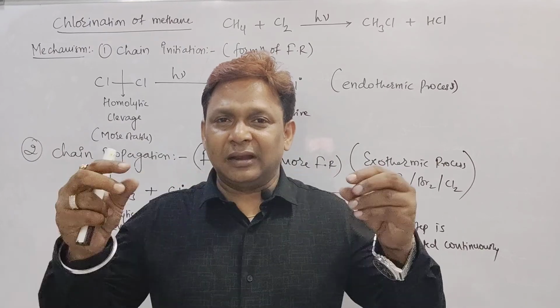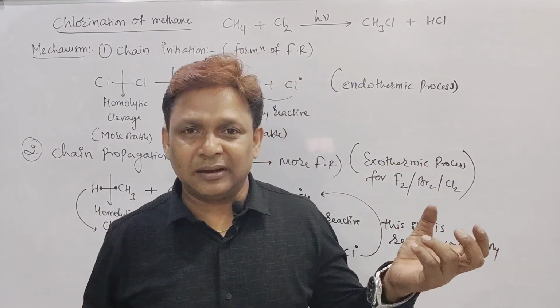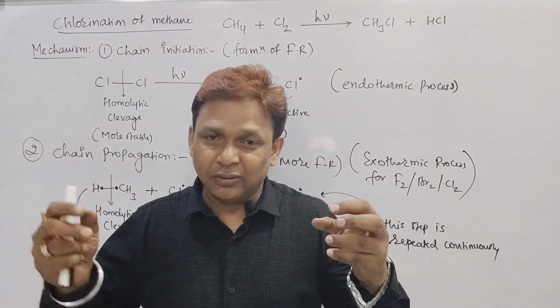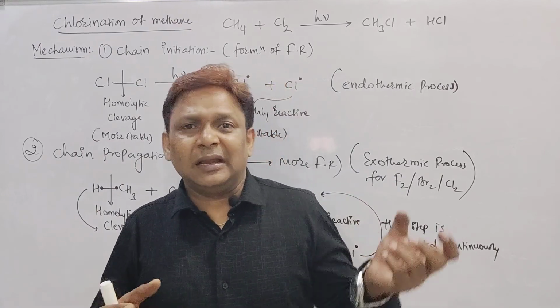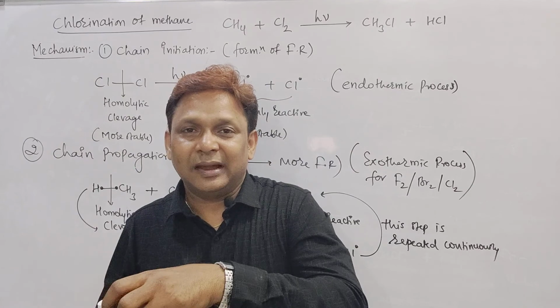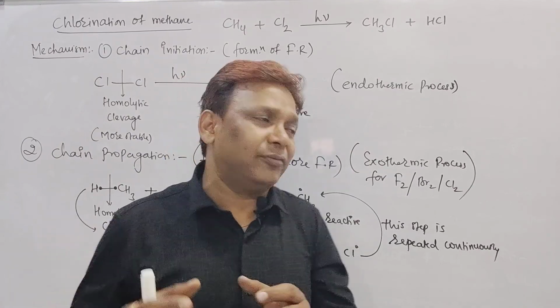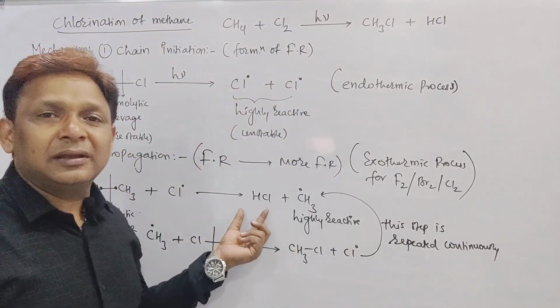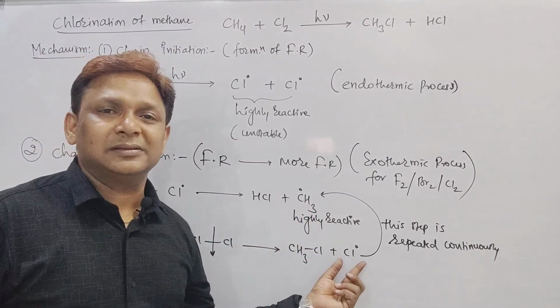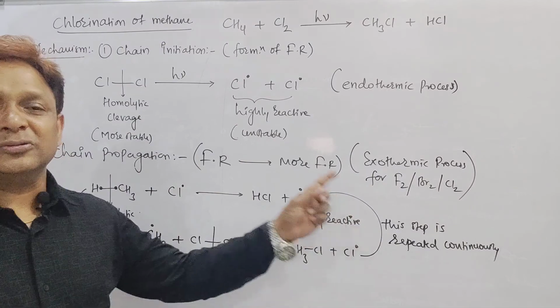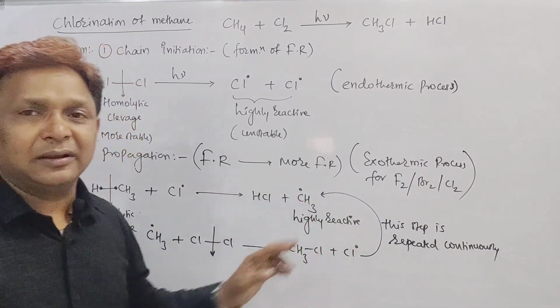Initiation: the Cl2 molecule undergoes homolytic cleavage and gives Cl radicals. The Cl radical will attack the alkane. I got an H radical and a Cl radical, where it forms HCl and a CH3 radical. It again combines with Cl2 to form more radicals, and the process goes on continuously, with formation of more radicals taking place.